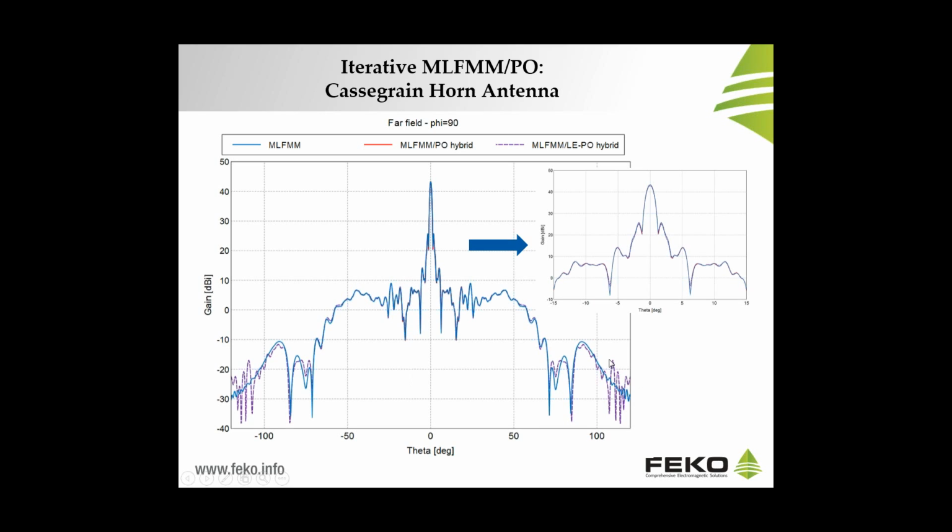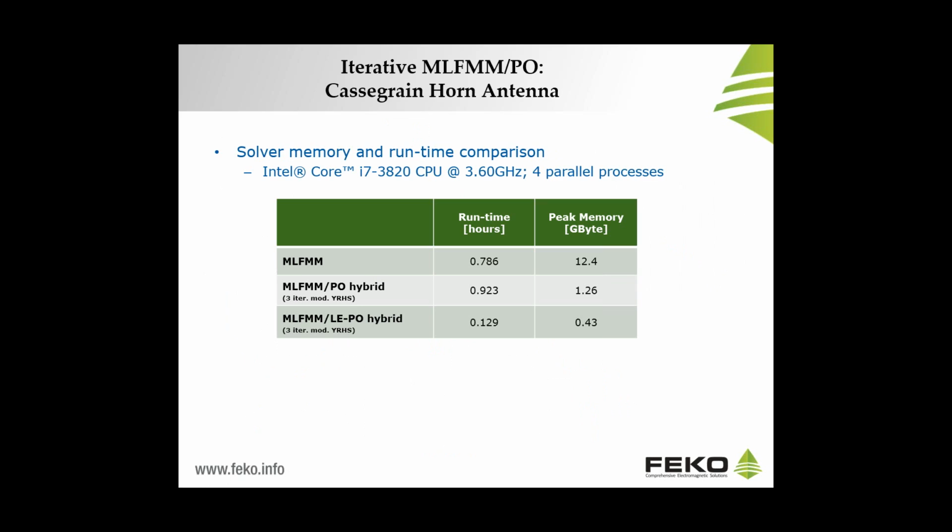And what happens if we just now look at the computational requirements? Here we have added a table where you have runtime in hours and peak memory in gigabytes for the standard MLFMM, and for MLFMM with PO, and also for MLFMM with large element PO. You can see that if we compare the two first, MLFMM PO is a bit slower than the standard MLFMM, but in terms of memory there is a significant reduction if you use the new iterative solver.